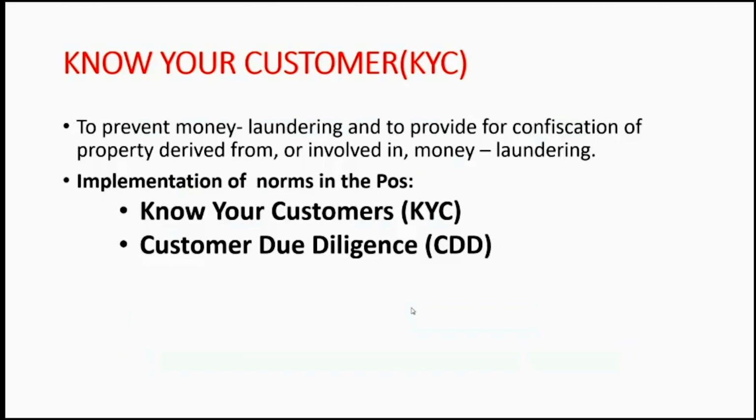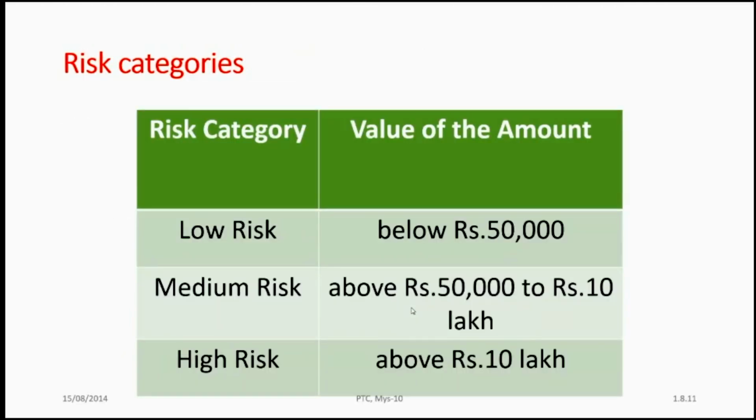So in order to prevent money laundering, there are two kinds of implementation of norms in the post offices. One is know your customer, and the other is customer due diligence. Both are more or less the same, and now we'll discuss this in detail. So under this KYC, know your customer, there are three risk categories. That is, one is low risk, the other is medium risk, and one more, that is high risk.